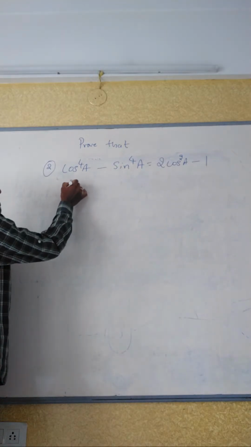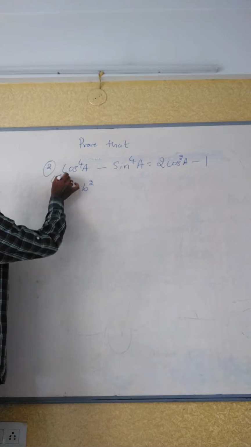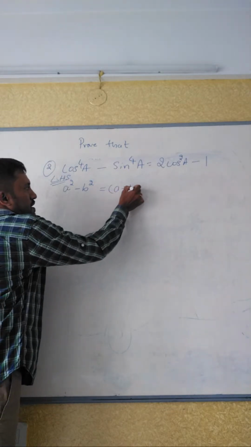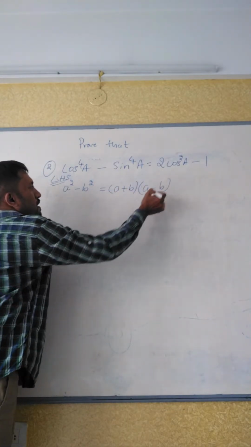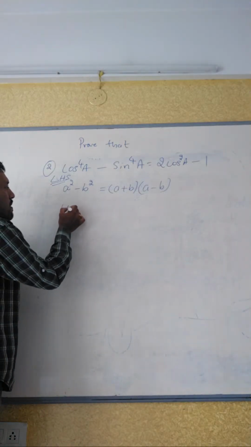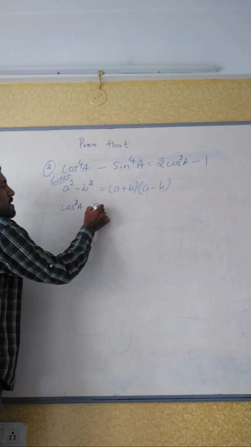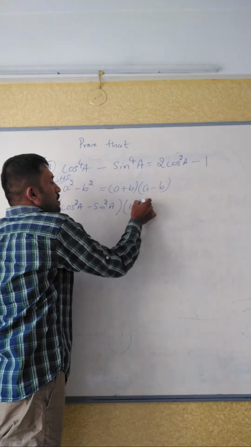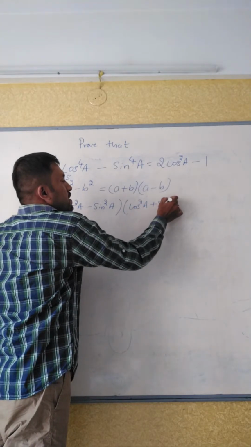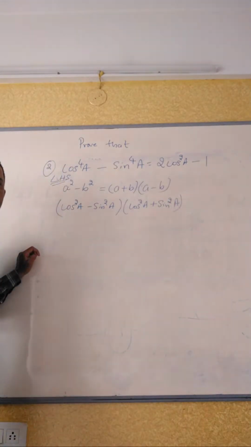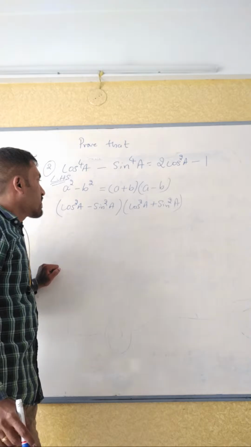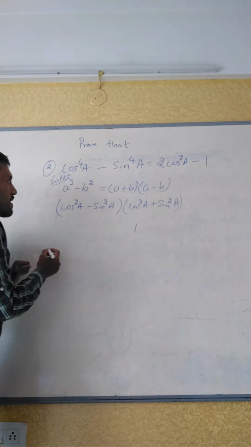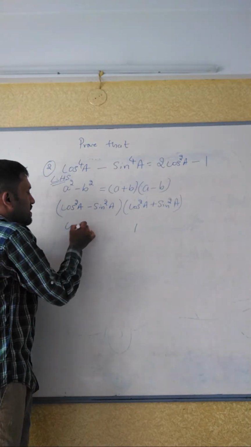Here I am using a squared minus b squared for the left hand side, which is a plus b into a minus b. It becomes cos squared A minus sin squared A, bracket cos squared A plus sin squared A. As we have cos squared A plus sin squared A is 1, and cos squared A minus sin squared A remains as it is.